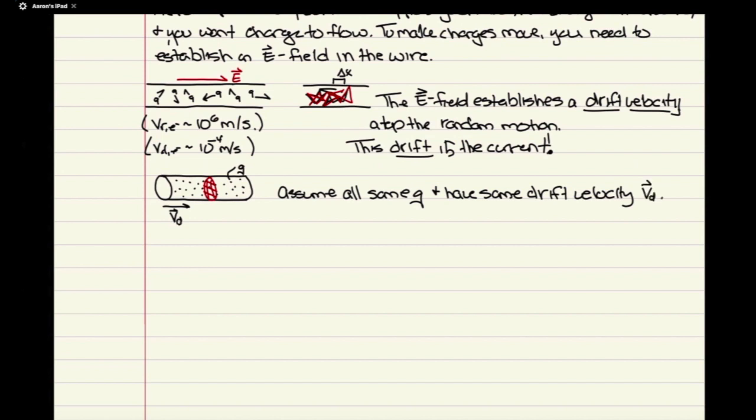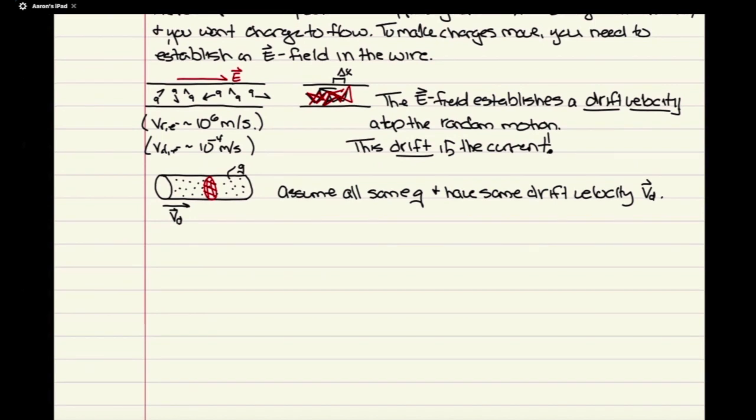That's actually a pretty good assumption. And then on top of this drift velocity, of course, they all have their individual random motions. But again, the random motions are not what create the current. It's the slight drift atop the random motions that matter. When you're dealing with something like this, where you want to think more statistically, do a statistical average compared to looking at individual particles.